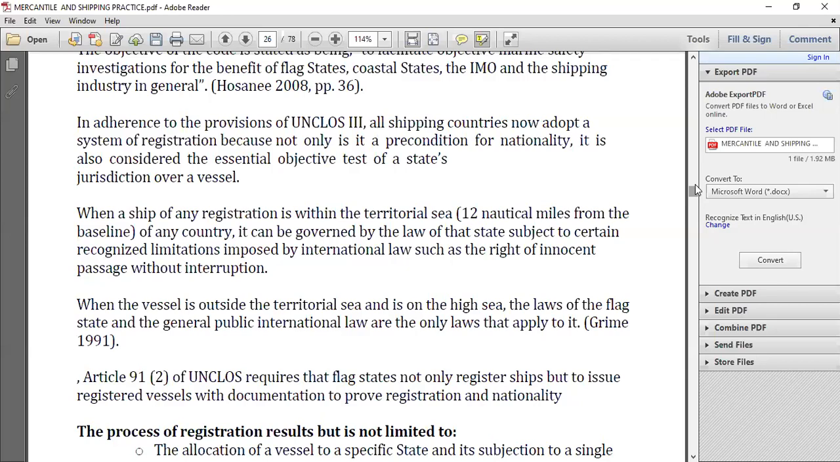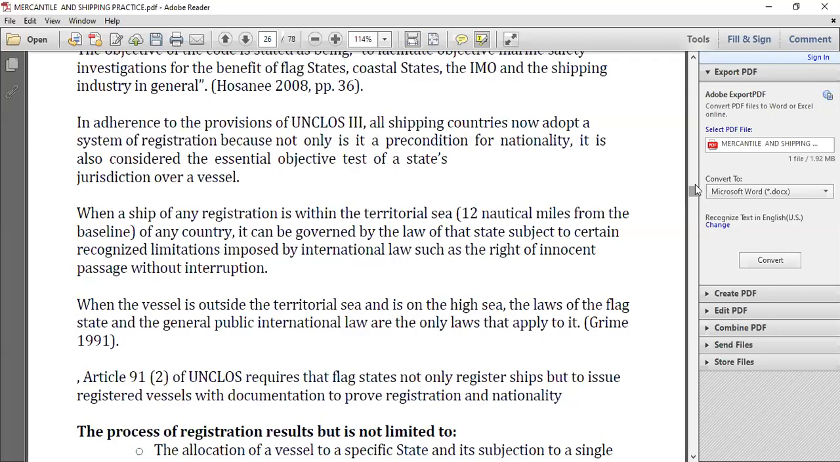So when a ship of any registration is within the territorial sea, that is 12 nautical miles from the baseline of any country, it can be governed by the law of that state, subject to certain recognized limitations imposed by international law, such as the right of innocent passage without interruption.